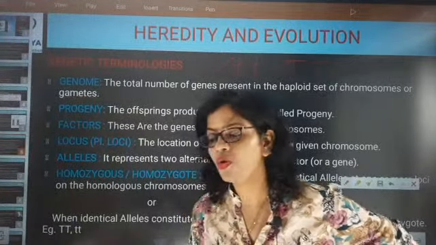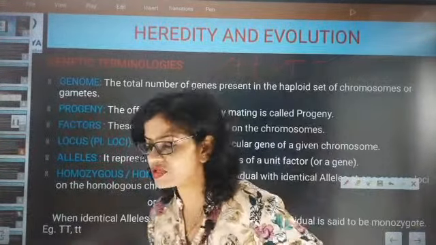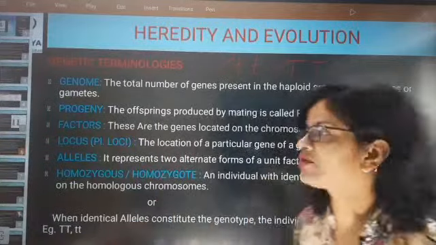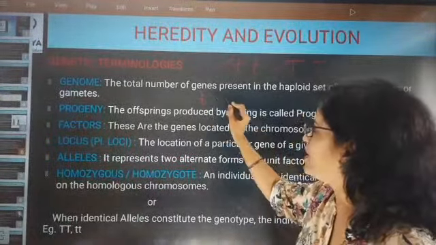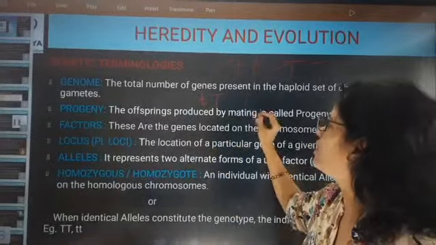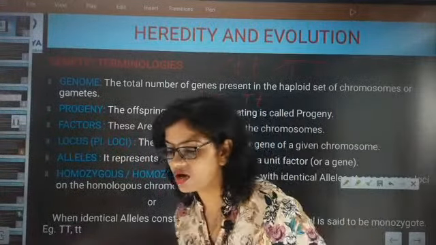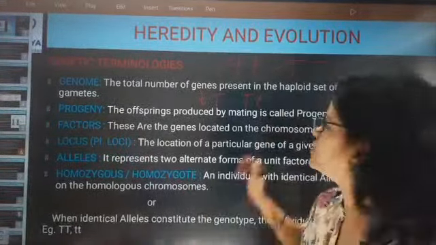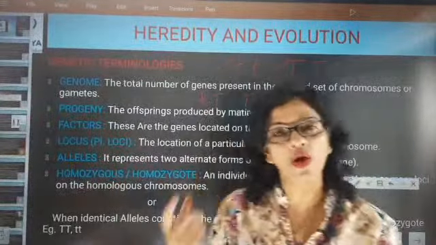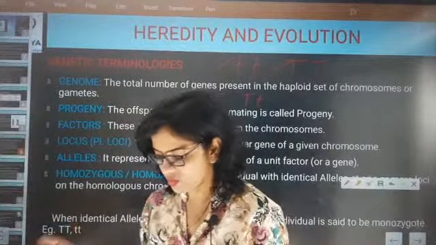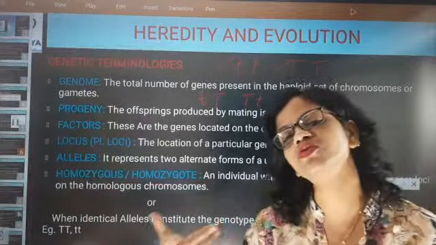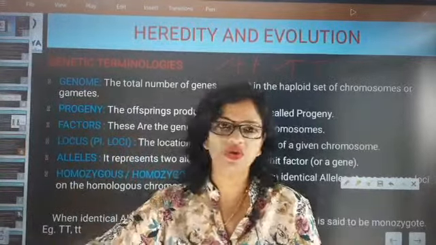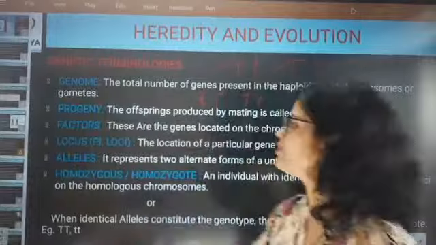Homozygous. Yes beta, absolutely correct. But what about heterozygous? Heterozygous means one dominant, one recessive. This is called heterozygous. Absolutely correct, Kamya. So this is the way through which we can understand which one is homozygous and which one is heterozygous.